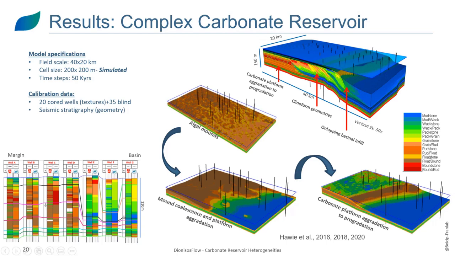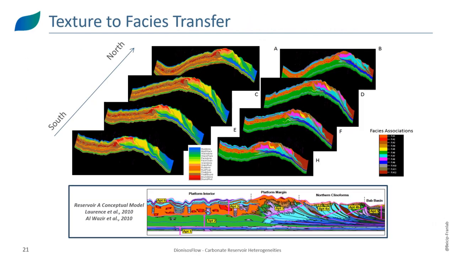Finally, integrating a texture model with all the ecological parameters of wave energy, bathymetry, and carbonate production rate, you will be able to generate a facies association model. So you can model lithologies, you can model textures, and also you can generate post-processed facies associations, which will be needed in your reservoir model.